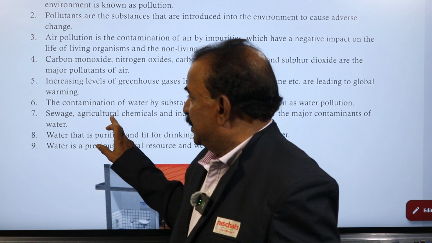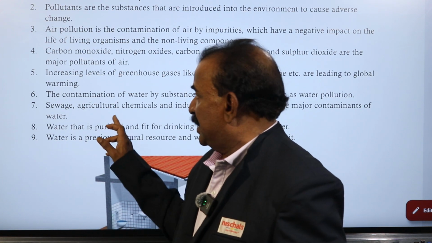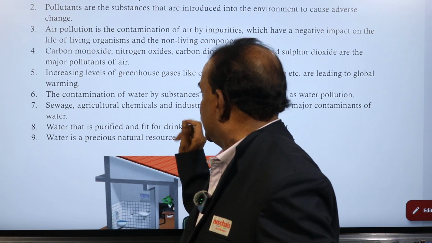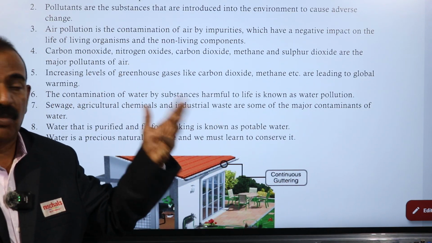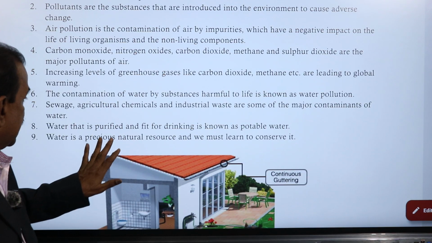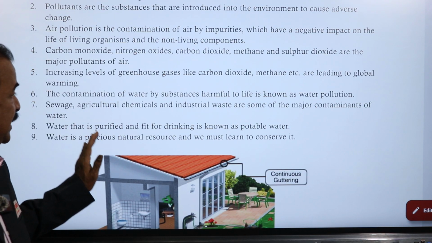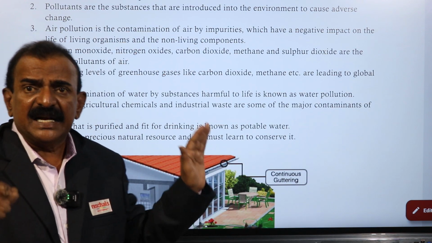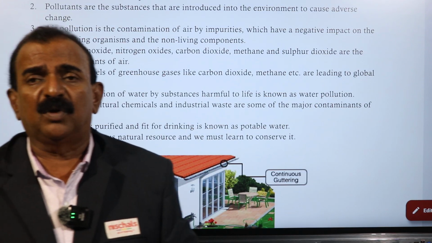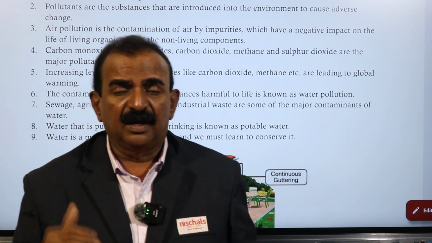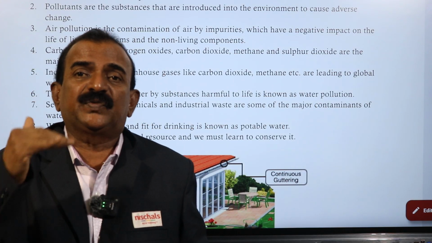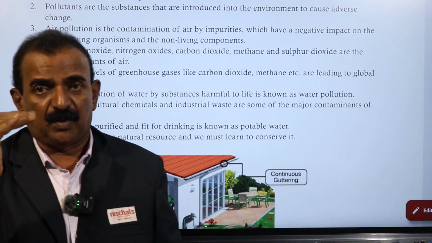Now you need to understand about sewage. Sewage, agricultural chemicals, and industrial waste also pollute different water bodies. The eighth one: water that is purified and fit for drinking is called potable water. We already discussed what potable water is. The water that is used for drinking purposes is called potable water.